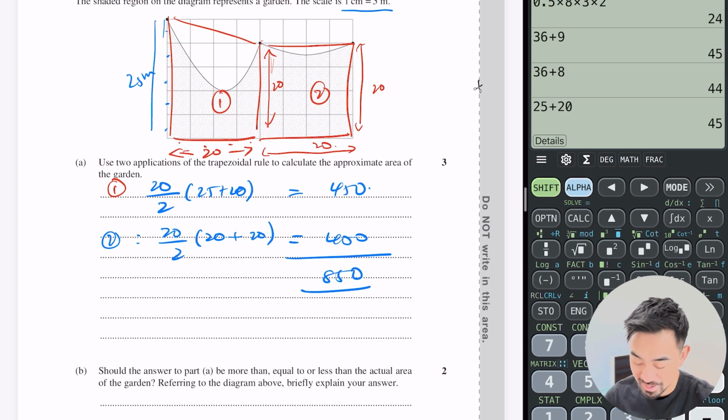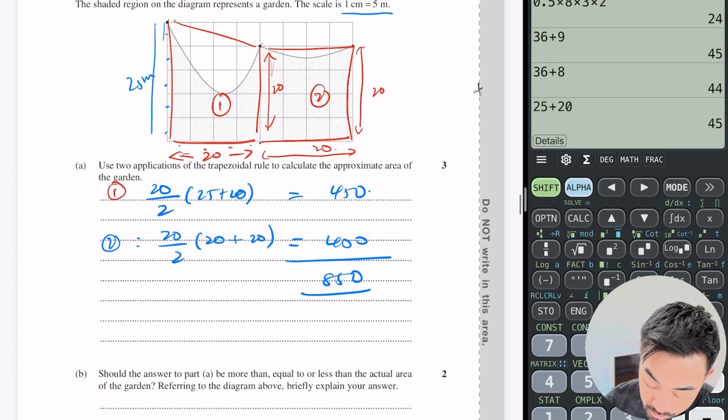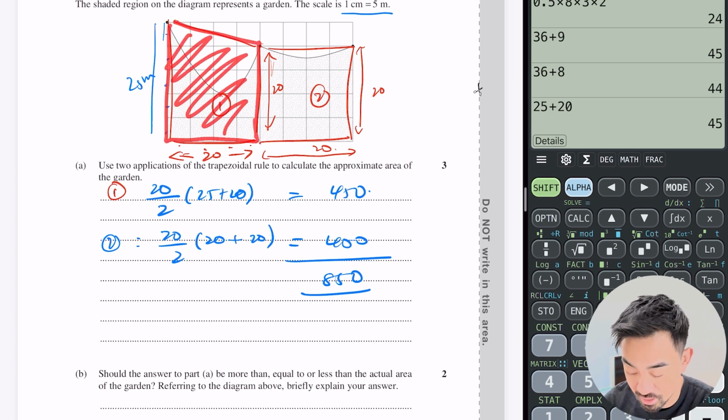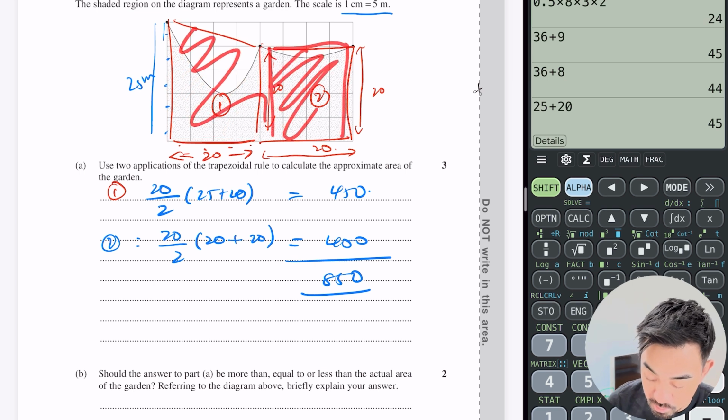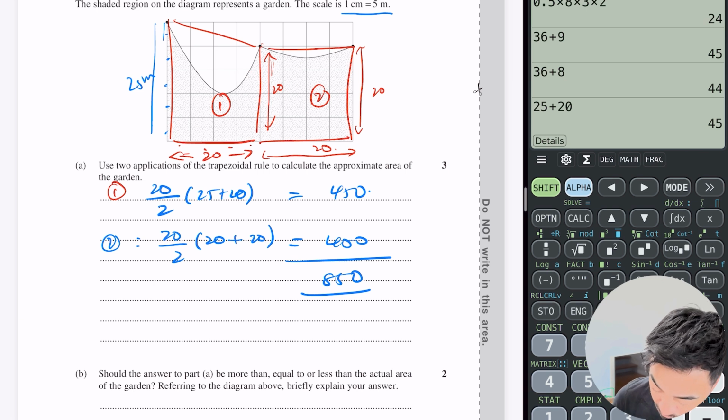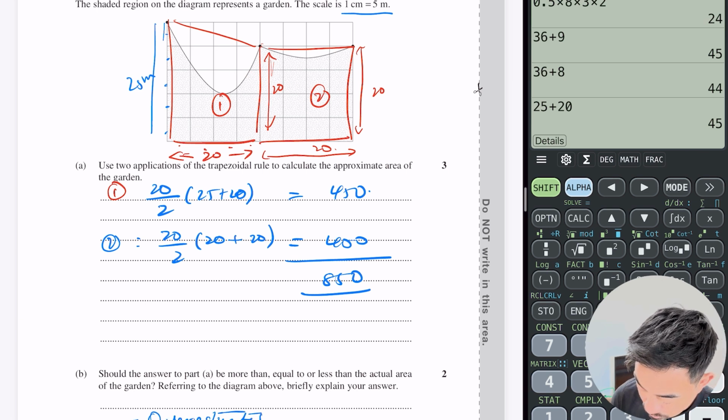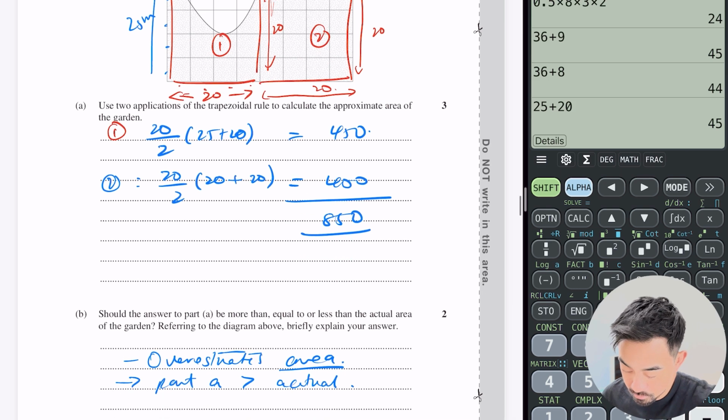B, should the answer to part A be more than, equal to, or less than the actual area of the garden? Referring to the diagram above, briefly explain your answer. Well, clearly it's going to be overestimating, right? Because we're estimating that to be the trapezium, and once again, this to be the trapezium. So you can see our estimate's going to overestimate because it misses this bit. Let's just say overestimates area. So in other words, part A is greater than actual area. And that should be enough.